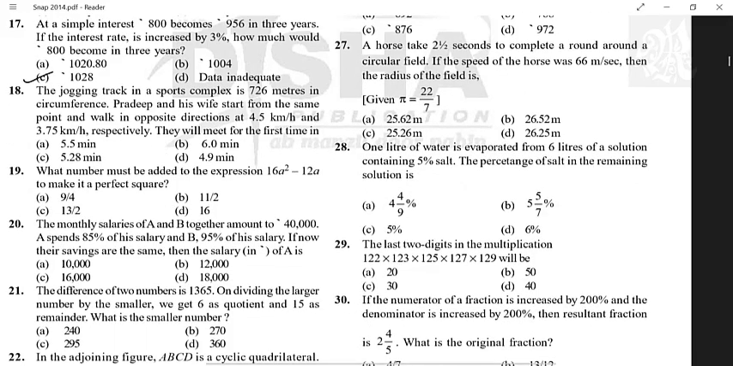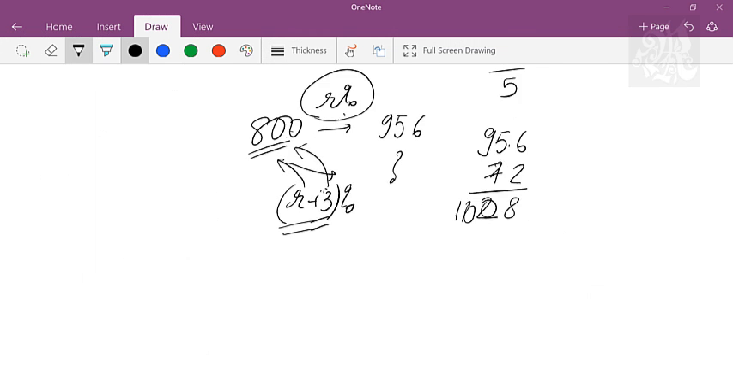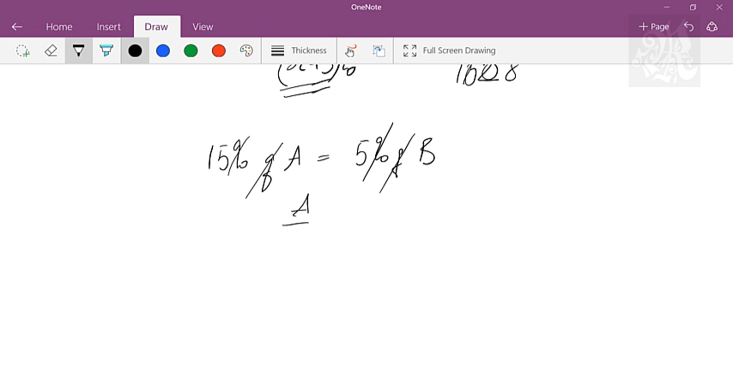Alright, the 20th one, monthly salaries. The monthly salaries of A and B together is 40,000 rupees. This is one of the types of questions of percentages. A spends 85%, B spends 95%, and they save the same amount. Very nice. So A is spending 85%, which means A is saving 15%. And B is spending 95%, so B is saving 5%. 15% of A is 5% of B. The percent cancels, and you have A over B as 1 by 3.